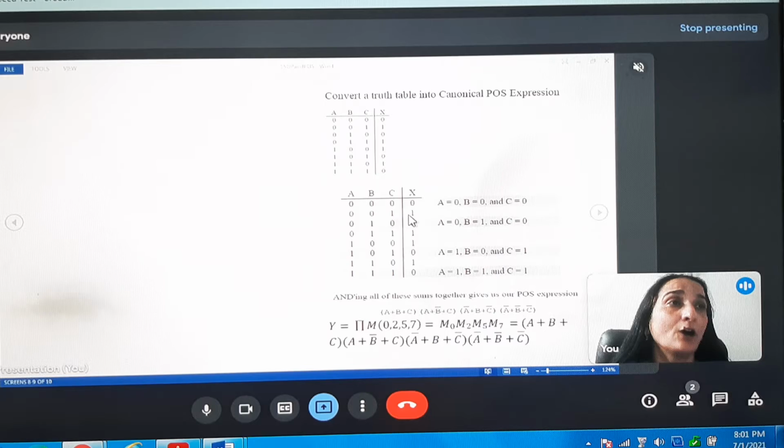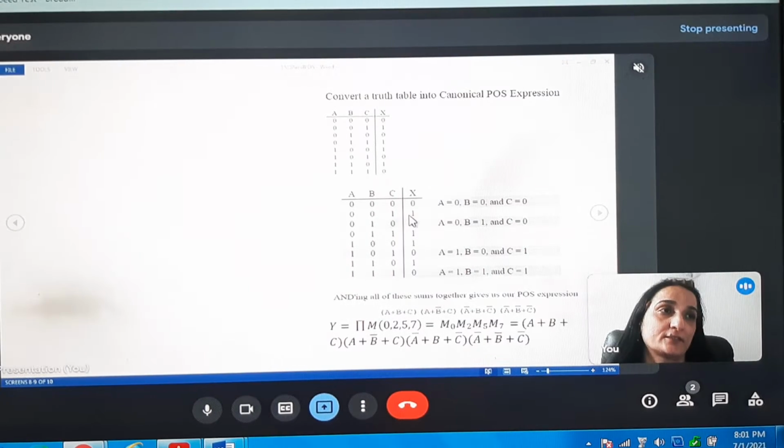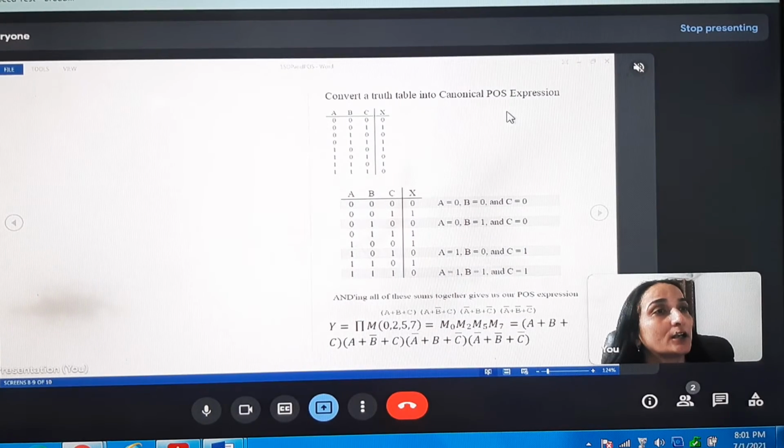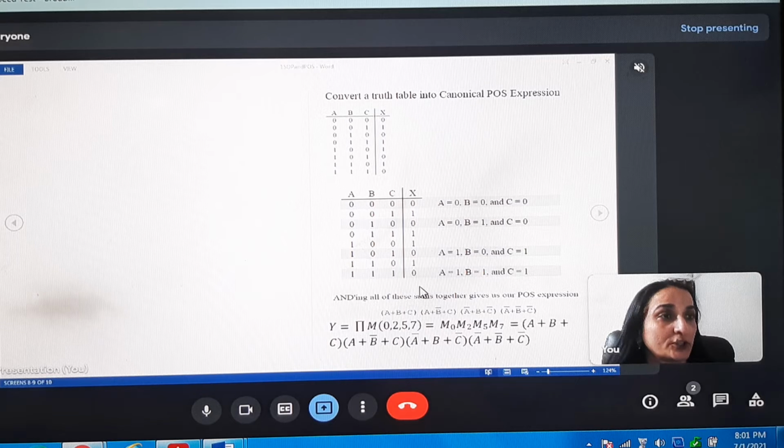Now, how can we do it? First step is, here we will identify rows that contain 0 as the output. This is the truth table. We need to identify the rows where the output is 0. So these rows are 0th row, then 2nd row, then 5th row, and then 7th row.